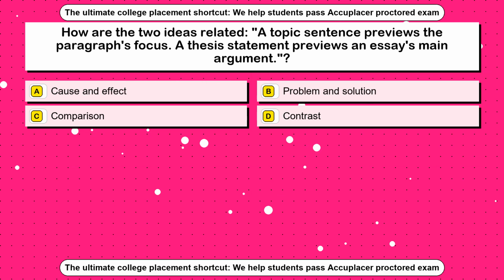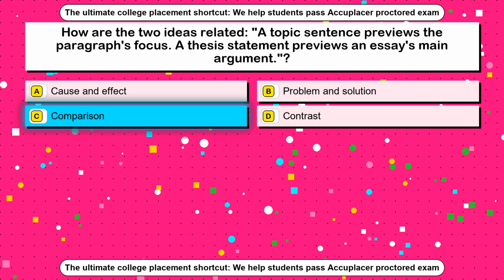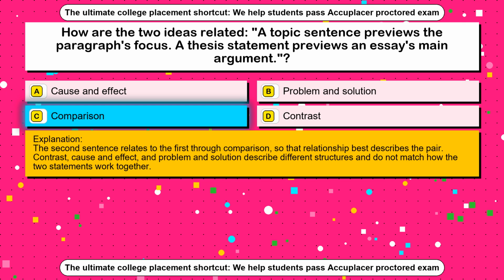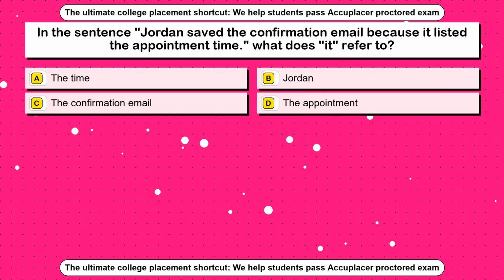Question 82. How are the two ideas related? A topic sentence previews the paragraph's focus. A thesis statement previews an essay's main argument. Option A, cause and effect. Option B, problem and solution. Option C, comparison. Option D, contrast. The correct answer is option C, comparison. The second sentence relates to the first through comparison, so that relationship best describes the pair. Contrast, cause and effect, and problem and solution describe different structures and do not match how the two statements work together.